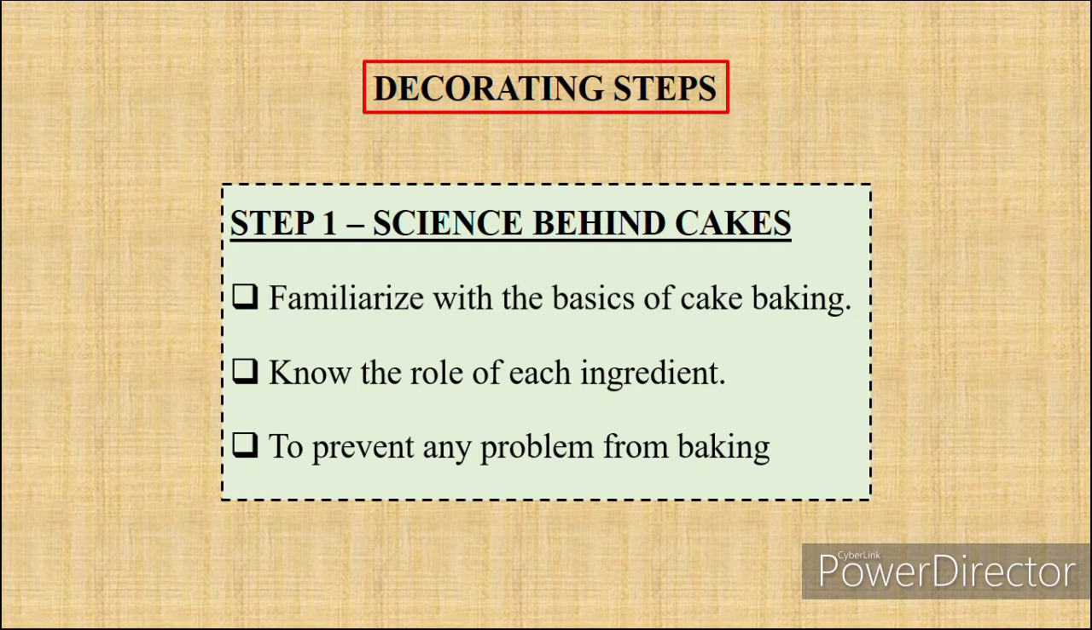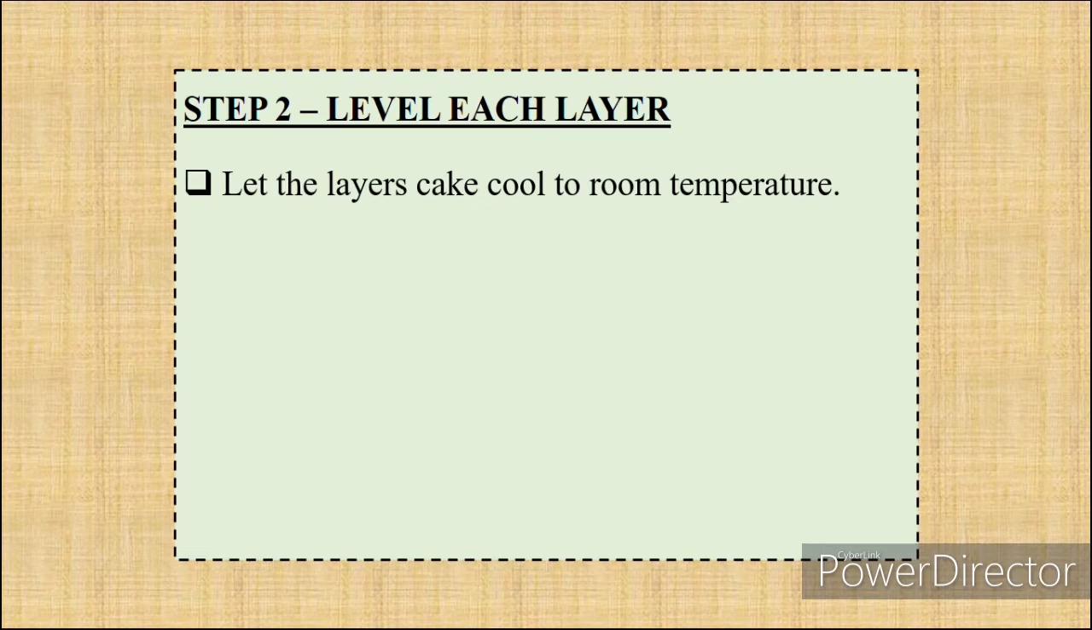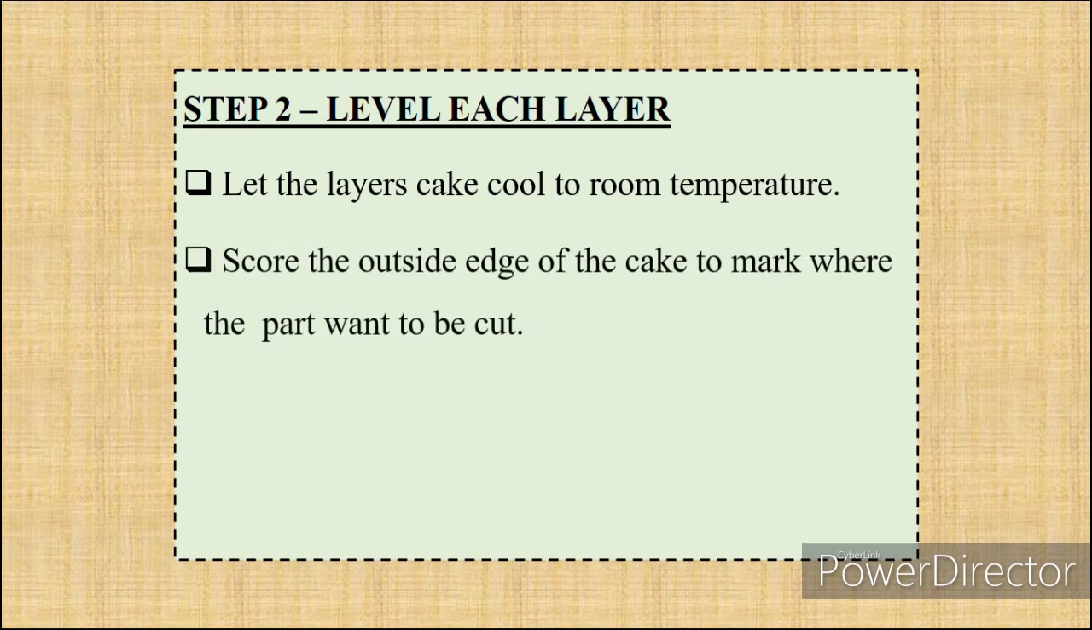Okay, we move to step 2. Step 2 is to level each layer before you assemble your cake. Once your cake is baked, let the layers cool to room temperature. After that, you can use a paring knife and a ruler to score the outside edge of your cake to mark where you want to cut. But make sure to completely remove any rounded top your cake has after baking.